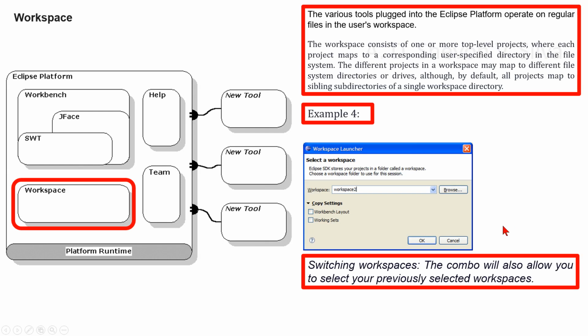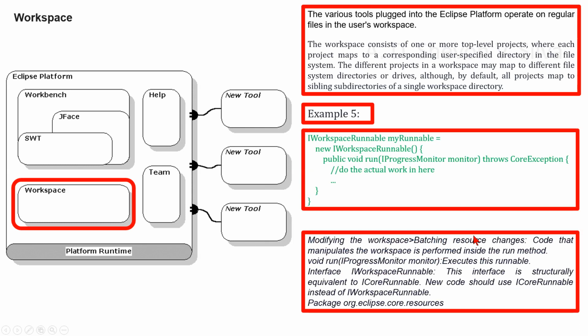These settings are supplied by the org.eclipse.ui.preferenceTransfer extension. The SDK supplies transfer for workspace layout, opened views, their size, and selected perspectives, and working sets, the user-defined working sets. Now we are considering batching resource changes, modifying the workspace.